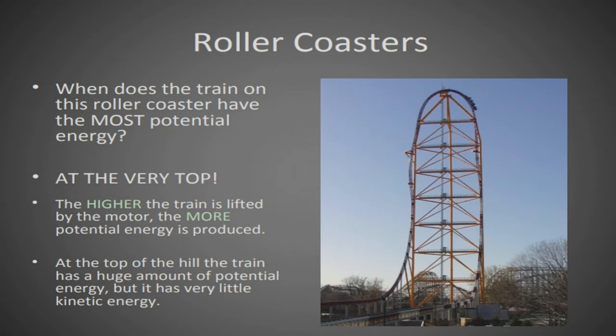When does the train on this roller coaster have the most potential energy? The answer will be at the very top. The higher the train is lifted by the motor, the more potential energy is produced. At the top of the hill, the train has a huge amount of potential energy, but it has a very little amount of kinetic energy.